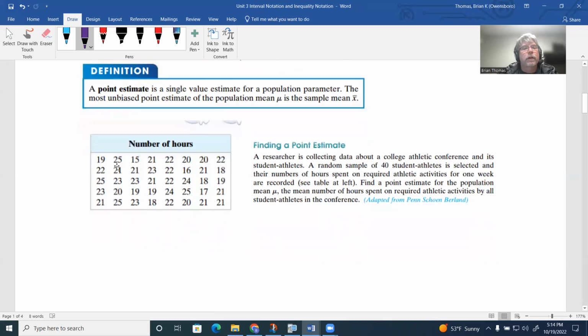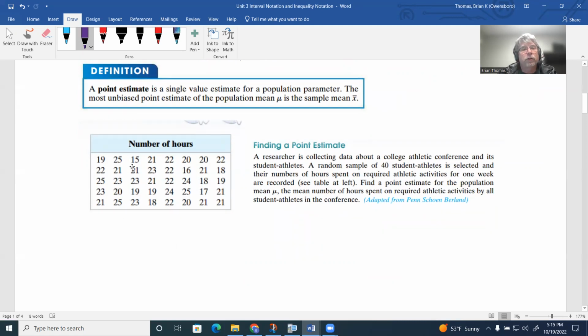So if I have a bunch of hours, let's see what this refers to here. A researcher is collecting data about college athletics conferences and its student athletes. A random sample of 40 students is selected, and their numbers of hours spent on required athletic activities for 1 week are recorded. So find a point estimate for the population mean. The mean number of hours spent on required athletic activities by all students in the conference.